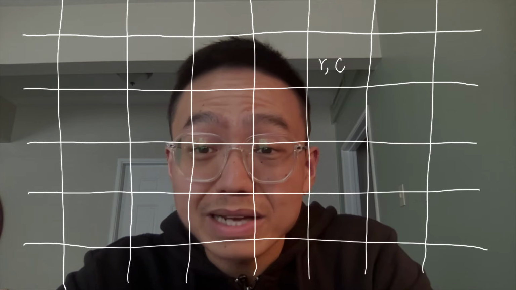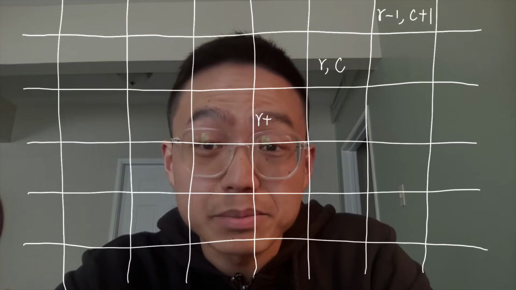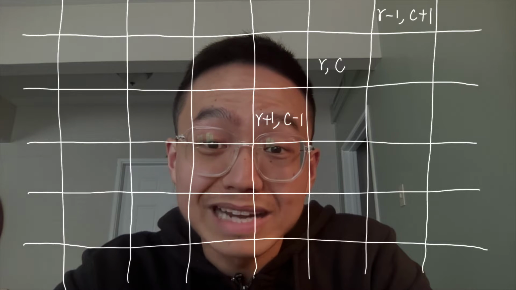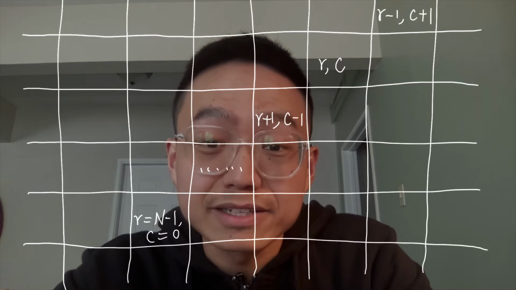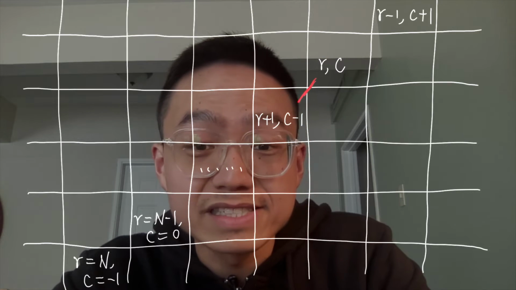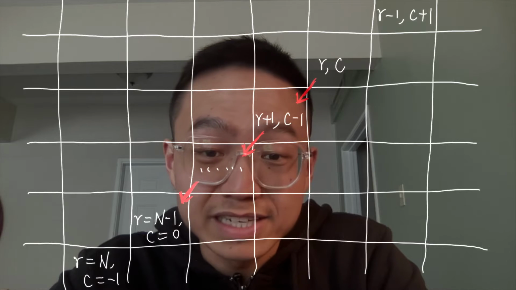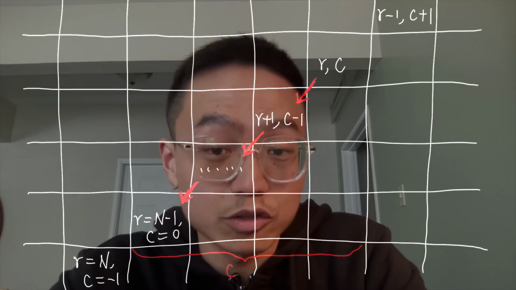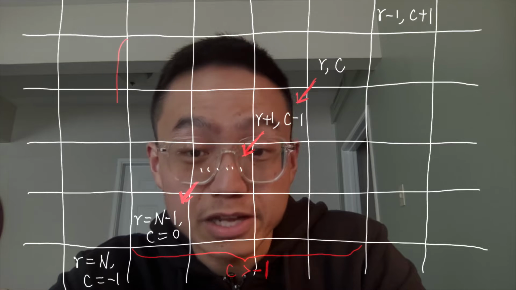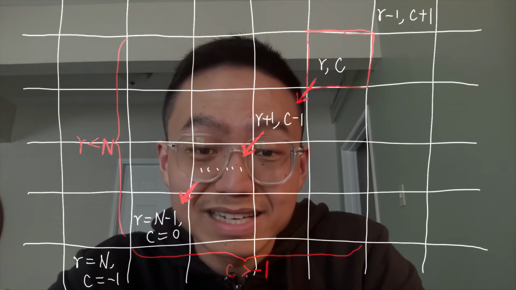So in the upper right corner, the abscissa and ordinate are R minus 1 and C plus 1, and in the lower left corner, the abscissa and ordinate are R plus 1 and C minus 1, and so on, until we meet R is n minus 1 and C is 0. If R is n and C is negative 1, then we are out of the boundary. So let's set the scope: C is bigger than negative 1, and R is less than n.